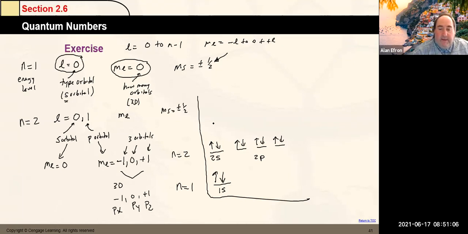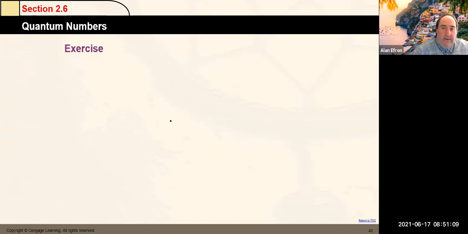Okay, so let's talk about what happens if we went to the n equals 3 level. I'm going to let you take a moment or two and try to decide that. You need to decide what happens on the n equals 3 level. What are our possible L values that we could have? And what are our possible m sub L values and m sub s? So take a moment and see what you come up with, and then we'll go through it and make sure everybody understands what all those numbers represent.